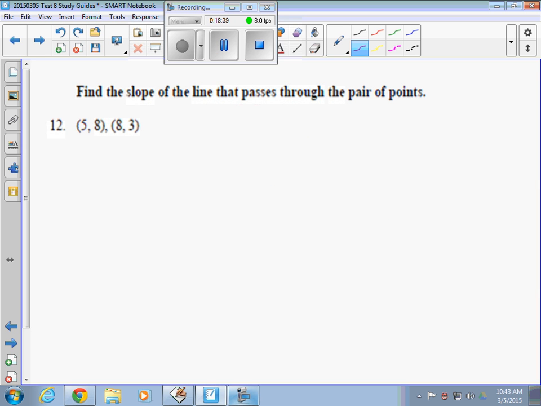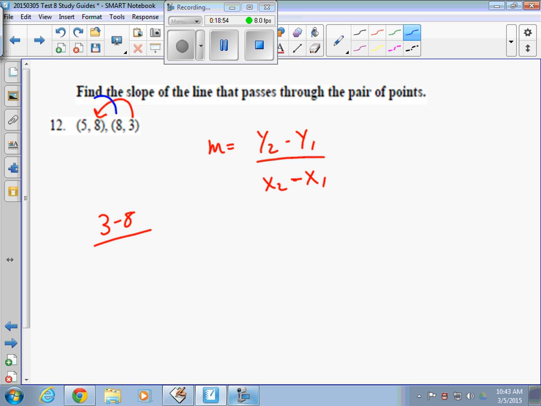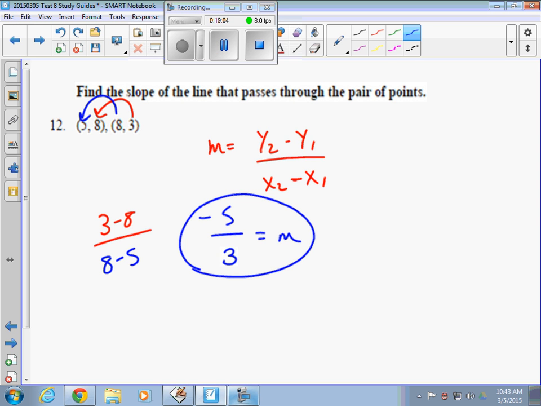Finding the slope of these, remember, your slope formula is y sub 2 minus y sub 1, the change of those, over x sub 2 minus x sub 1. Most people don't use that. Most people just say 3 minus 8, and then 8 minus 5. 3 minus 8 is -5. 8 minus 5 is 3. There's no numbers that go into both of those, so there's your slope value, -5/3.